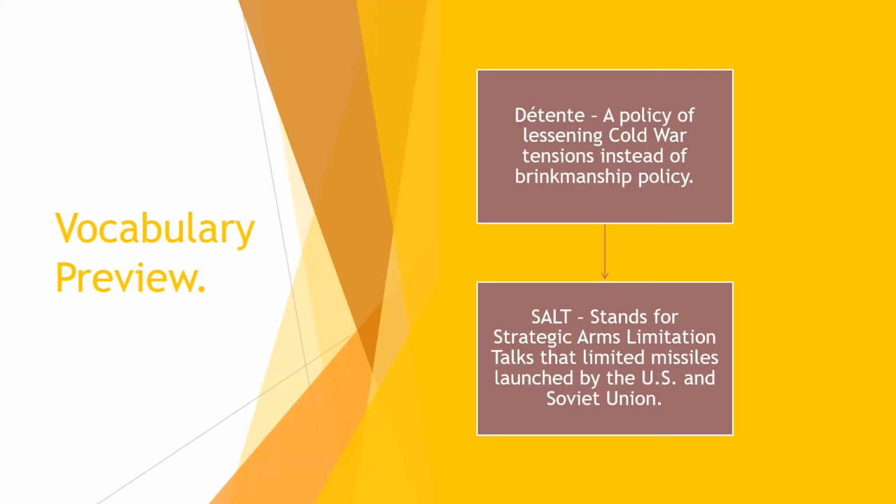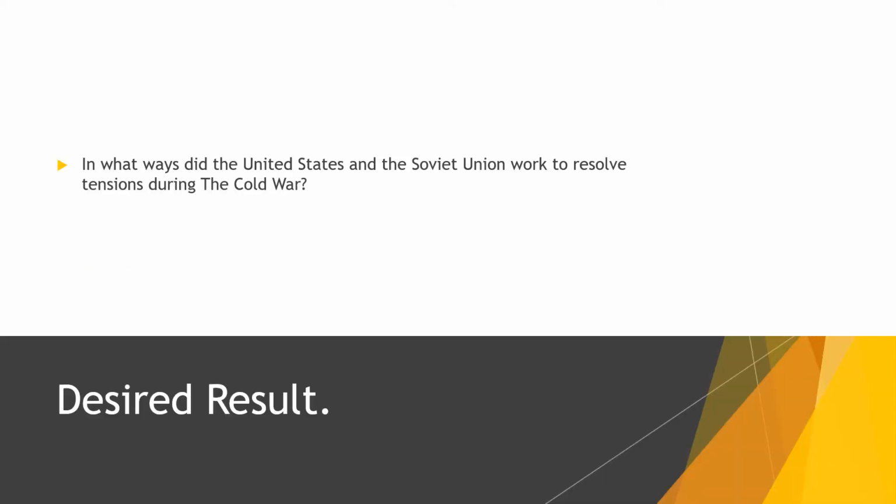And vocabulary preview here, we have detente, a policy of lessening Cold War tensions instead of brinkmanship policy, and SALT, which stands for Strategic Arms Limitation Talks, that limited missiles launched by the US and the Soviet Union. So our desired result: in what ways did the United States and the Soviet Union work to resolve tensions during the Cold War?